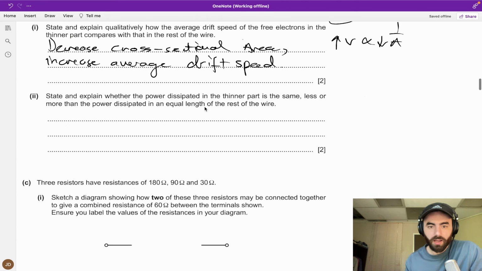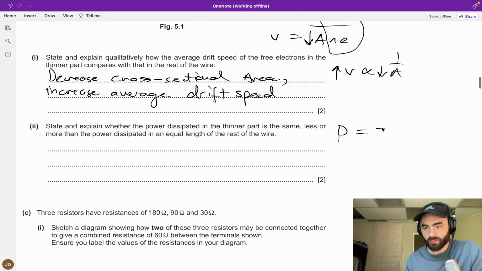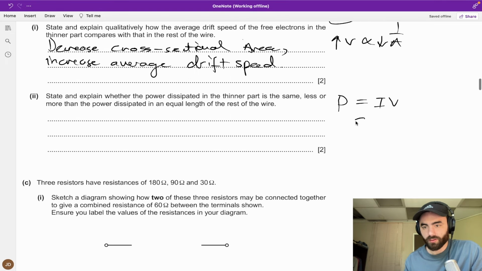State and explain whether the power dissipated in the thinner part of the wire is the same, less, or more than the power dissipated in the equal length of the rest of the wire. Well, power equals IV. And in fact, we substitute an IR here, V equals IR, this is I squared R.